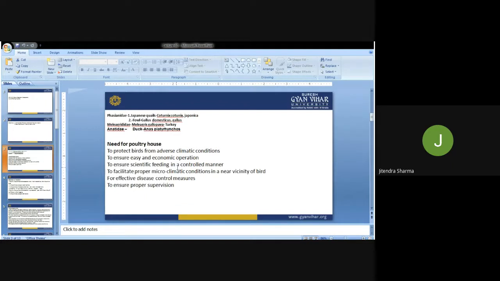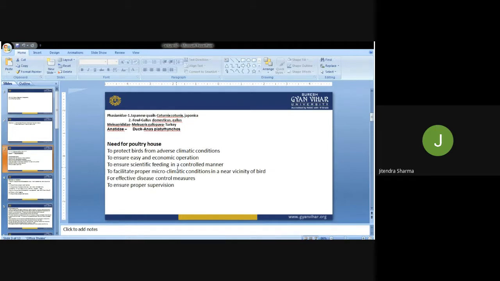Then the third one is those kept for eggs, and sometimes for demonstrative or ornamental purposes. That kind of poultry is where people keep ducks. They came from the family Anatidae, and Anas platyrhynchos is the zoological name of this particular class. So these are a few birds that we generally have domesticated elsewhere in the world.